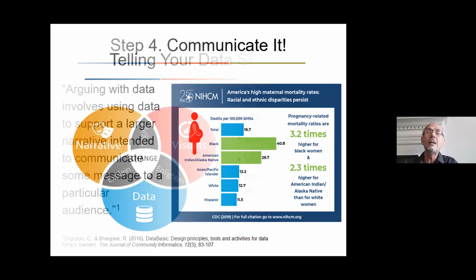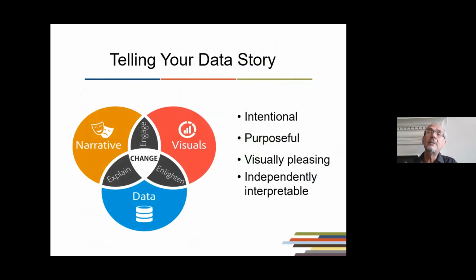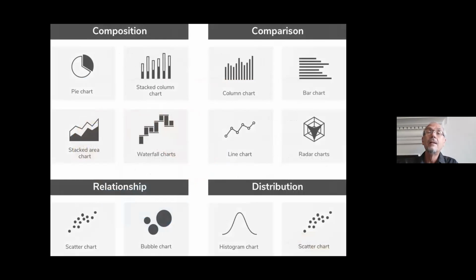So there are some different ways that we can tell your data story. We want it to be intentional, purposeful, visually pleasing, as well as independently interpretable. If we went back to the depiction on the earlier slide, you get the whole story there in just one big snapshot. Very, very effective way to communicate the data. So here are some different ways that data can be communicated.